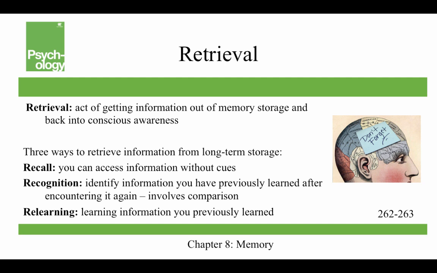Retrieval is the act of getting information out of memory storage and back into conscious awareness. And I think this is obvious, but our ability to retrieve information from long-term memory is really crucial for everyday functioning. And there are 3 ways to retrieve information from long-term storage. In recall, you can access information without cues. And so recall is like an essay test because you have to remember the information. Recognition, which is like a multiple choice test, is when you identify information you've previously learned after encountering it again, because it involves comparison. So what's the right answer in a multiple choice question?